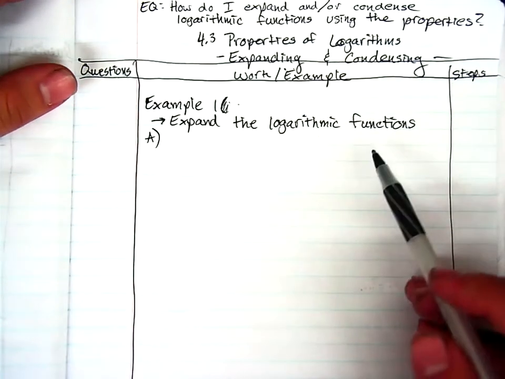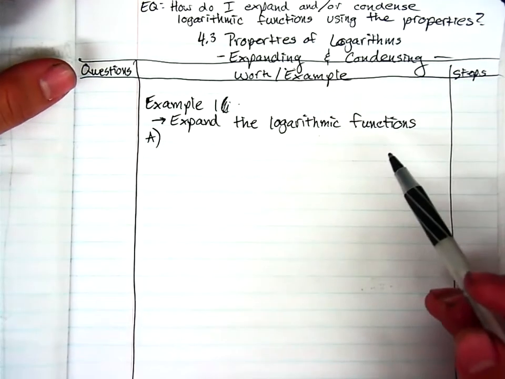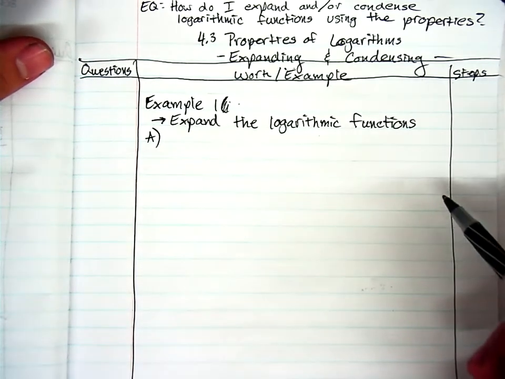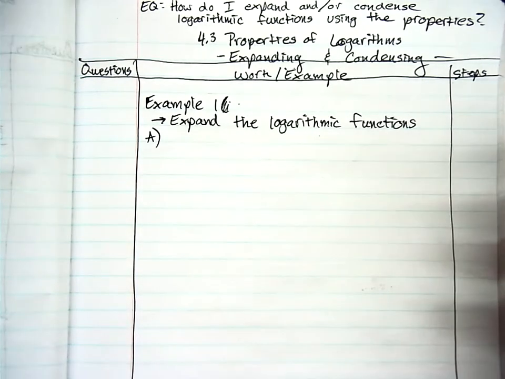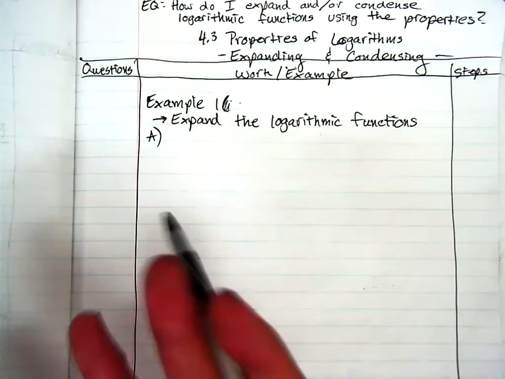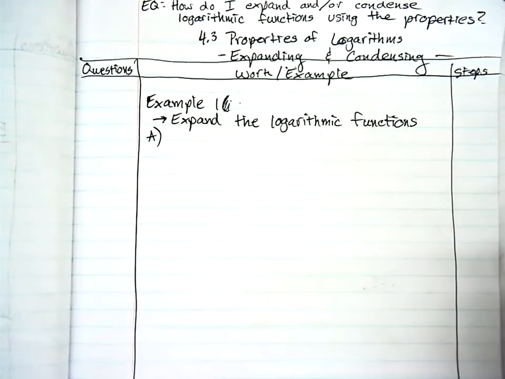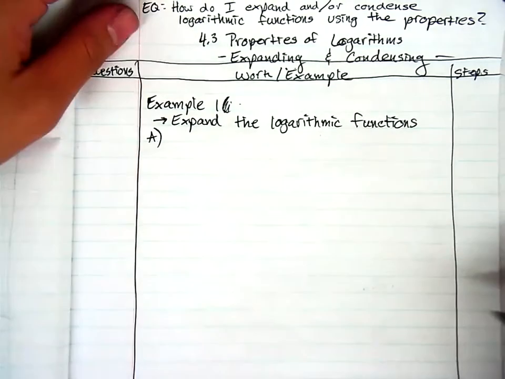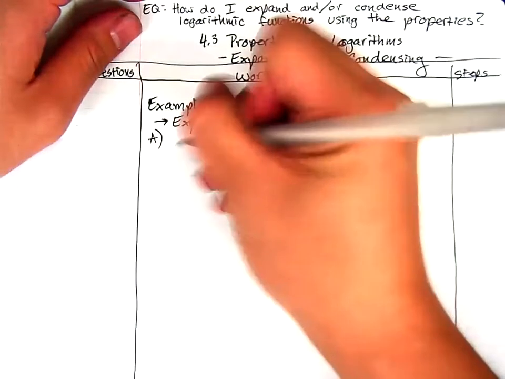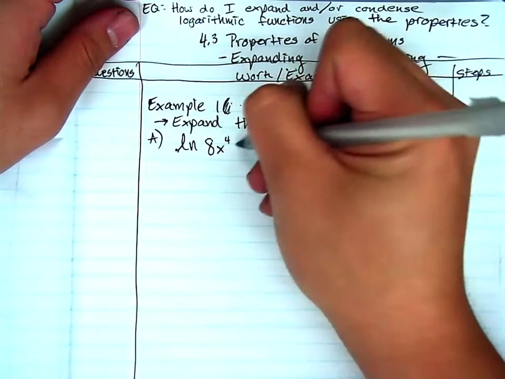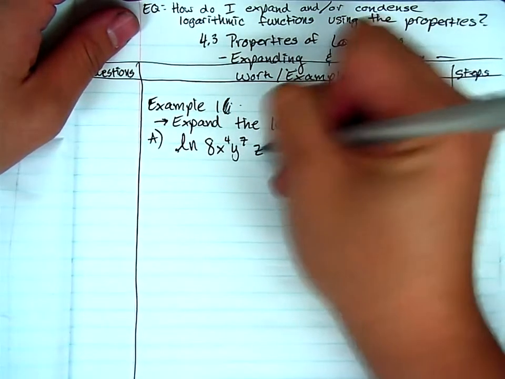Okay. So for example 1, we're going to be focusing on expanding the functions, and it's really similar to what you did in class today, where you were using the product property, the product rule, whatever it was called, in order to make the logarithmic function a little bit longer by turning it into a sum. So the first one that I want to do is the natural log of 8x to the 4th, y to the 7th, z to the 10th.